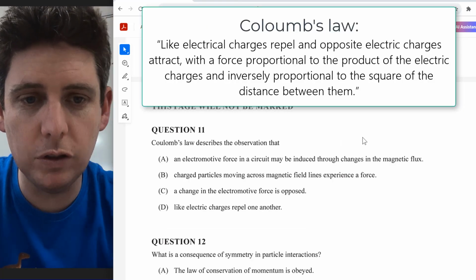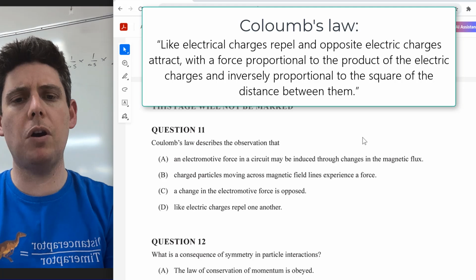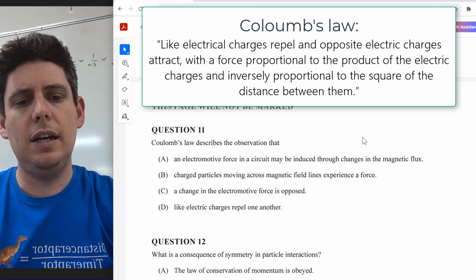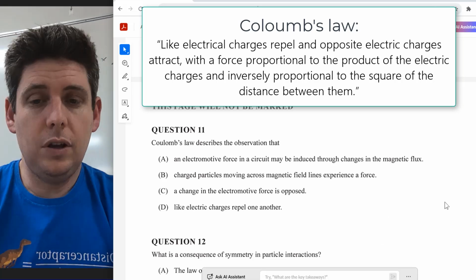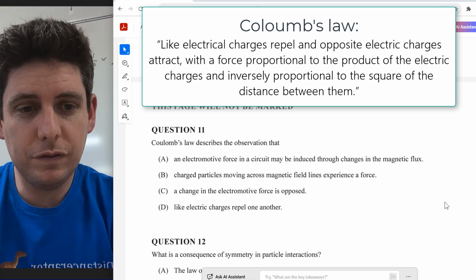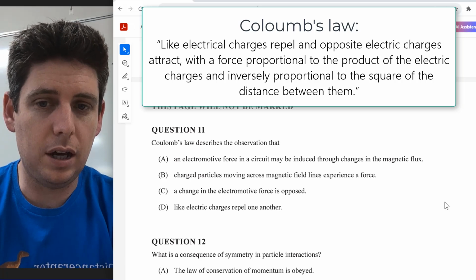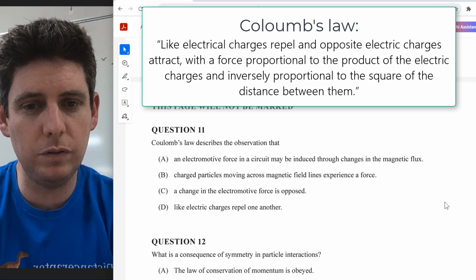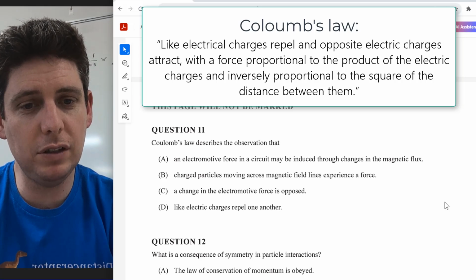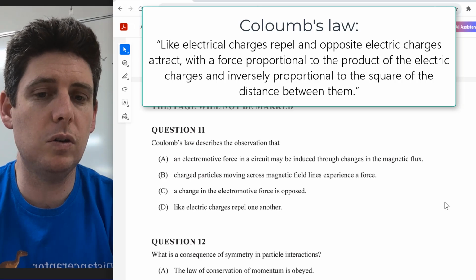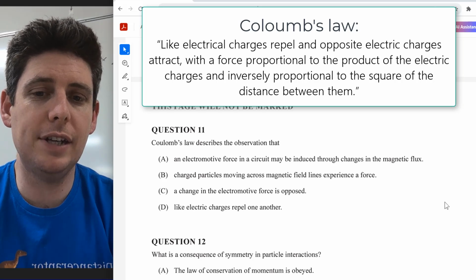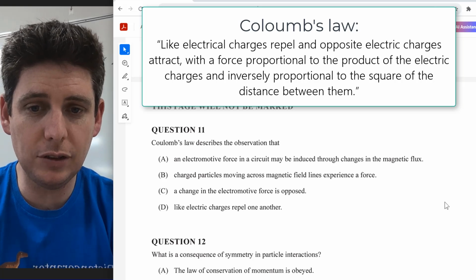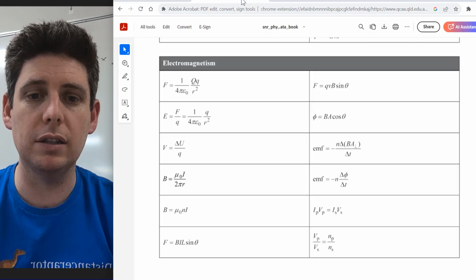So we have to kind of look for this. An electromotive force in a circuit may be induced through changes in the magnetic flux. So part A is all to do with flux, and that's not Coulomb's law. Part B, charged particles moving across magnetic field lines. This isn't Coulomb's law. A change in the electromotive force is opposed. No.